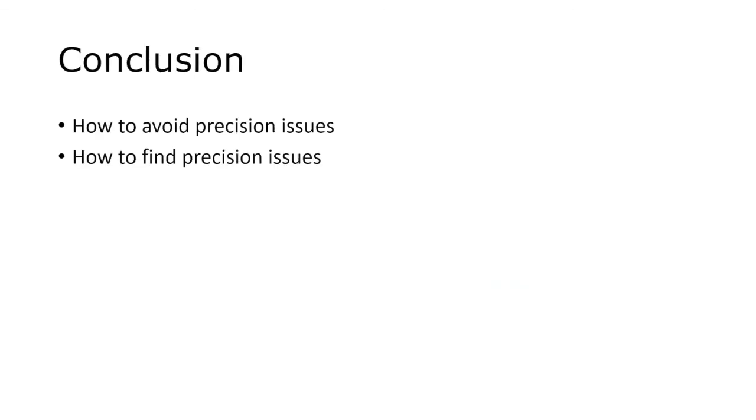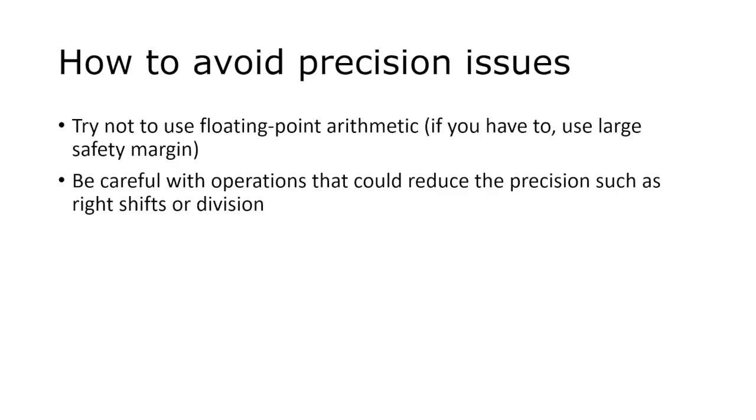That leads us to two questions: how to avoid precision issues and how to find them. To avoid such issues, just try not to use floating point arithmetic. And if you really have to, make sure you have fully considered the worst scenarios, namely the maximum errors that floating point arithmetic could cause, so that they won't cause out-of-boundary errors. And in some cases, precision issues also exist in integer arithmetic. In that case, you'll need to be extremely careful with operations that could reduce precision.